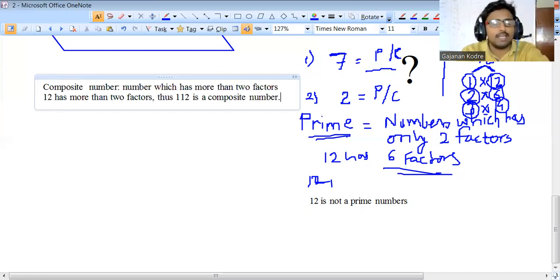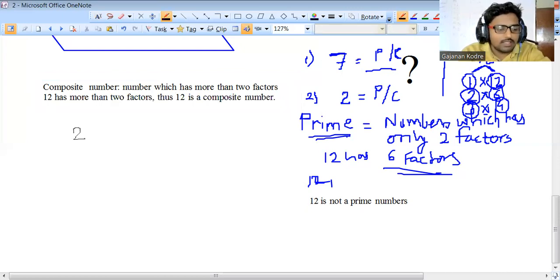Okay. Then what has only 2 factors? So look at another number. We'll take another number over here. Let's take the number 2. For number 2, how many factors are there? 2 is completely divisible by 1 and 2 itself. Is there any other number by which we can divide 2? So 2 has only 2 factors, that is 1 and 2 itself.